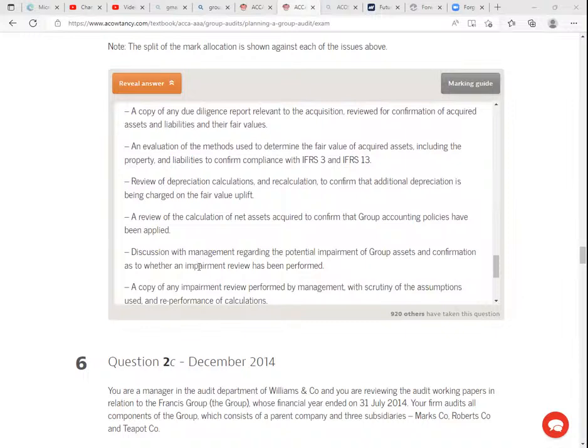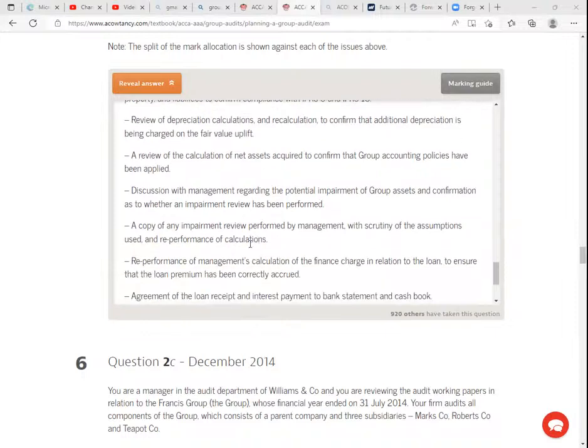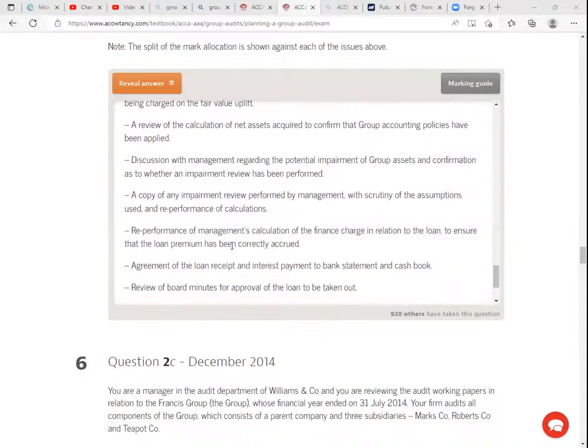Discussion with management regarding the potential impairment of group assets and confirmation as to whether an impairment review has been performed. A copy of any impairment review performed by management with scrutiny of the assumptions used and the performance of calculations. A performance of management calculation of the finance charge in relation to the loan to ensure that the loan premium has been correctly accrued.